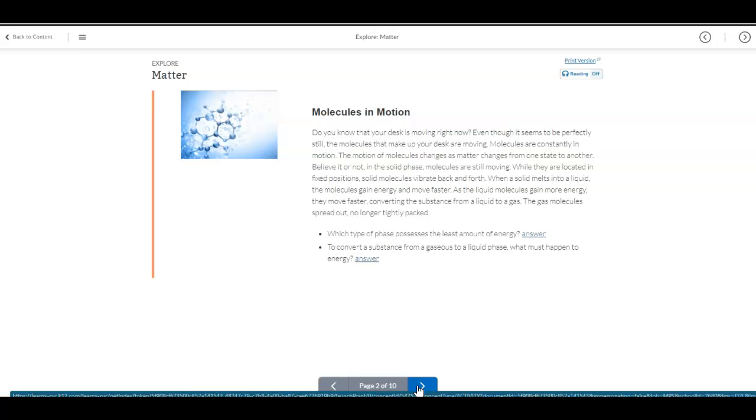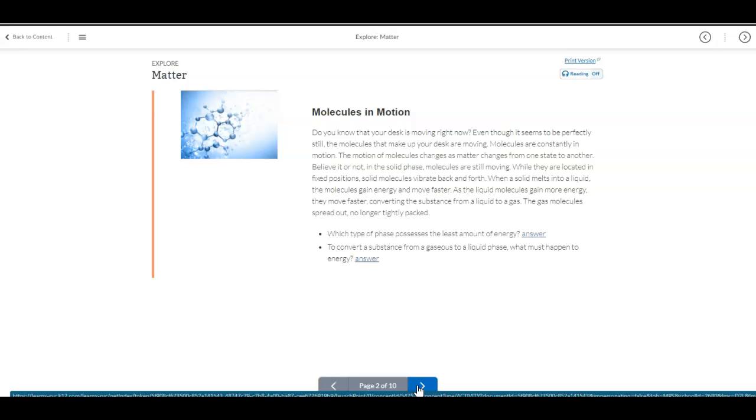Molecules in motion. So do you know that your desk is moving right now? Even though it seems to be perfectly still, the molecules that make up your desk are moving. Molecules are constantly in motion. The motion of the molecules changes as matter changes from one state to another. Believe it or not, the solid phase molecules are still moving. While they're located in fixed positions, solid molecules vibrate back and forth.